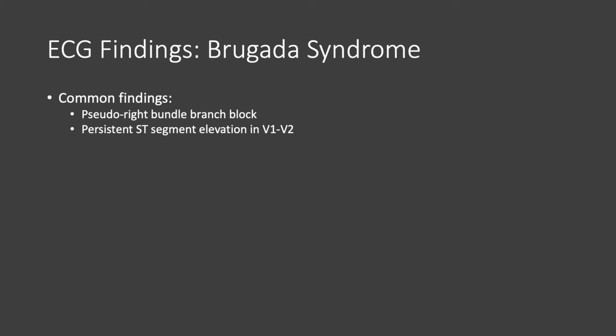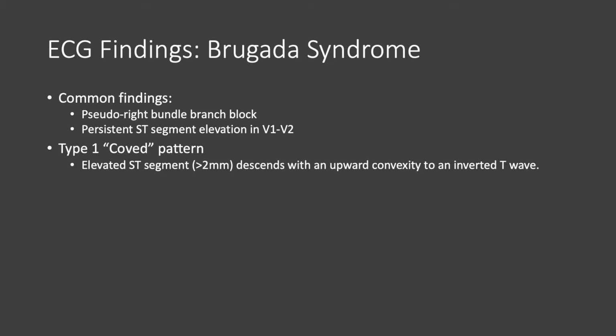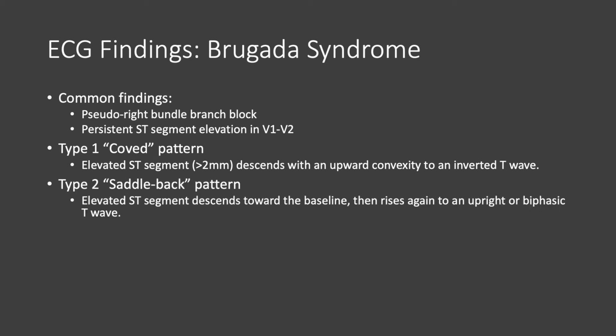Classic ECG findings in the Brugada syndrome include a pseudo right bundle branch block and persistent ST segment elevation in V1 and V2 with the following patterns. The classic type 1 or coved pattern is probably the more clinically relevant phenotype and a higher risk phenotype, and it's defined as an elevated ST segment of more than 2 millimeters that descends with an upward convexity to an inverted T wave. The type 2 or saddleback pattern is an elevated ST segment that descends towards the baseline but then rises again to an upright or biphasic T wave.